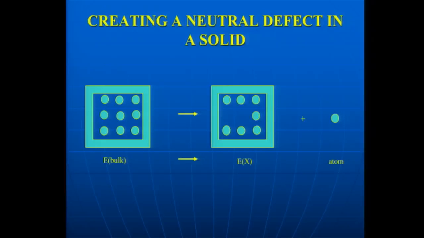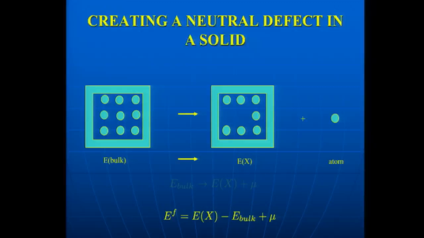So at equilibrium, what must be true is that the formation energy for this system is just the total energy of products minus the total energy of reactants. But there's more than that. If this system is in equilibrium, then the chemical potential of the bulk must be equal to the chemical potential of the solid minus a defect, minus an atom, plus the chemical potential of the atom. That's what this equation says here.